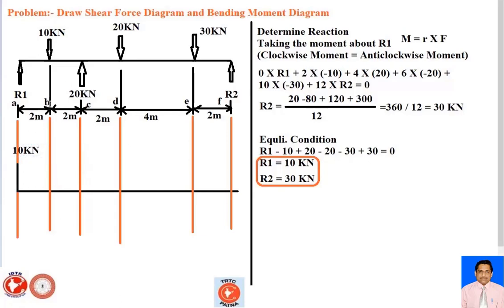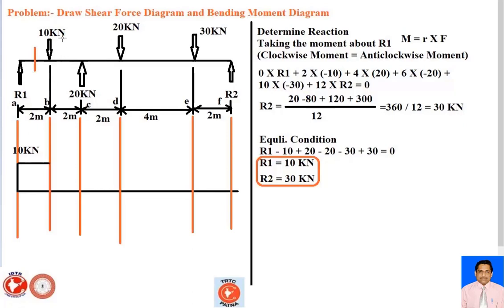From point A to point B, your load is 10 kilonewtons, so draw a horizontal line. Then after you have to watch one more load of 10 kilonewton in the downward direction. So how do we explain this? First of all, you have to take a cut section. Suppose I say here A1 cut section. Here the cut section, so R1 is 10 kilonewton.